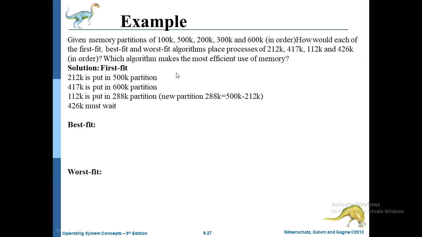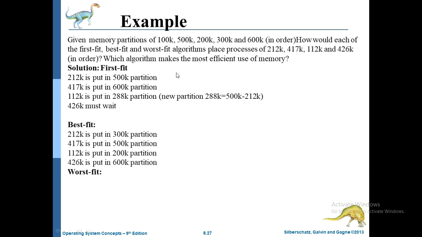The next method is the best fit method. In the best fit method, we need to search for the smallest hole that is big enough to hold the process, right? Here we first compare 212K with the holes, and 300K is the smallest one that can fit this 212K, right? So for that reason this 212K is put in the 300K partition.